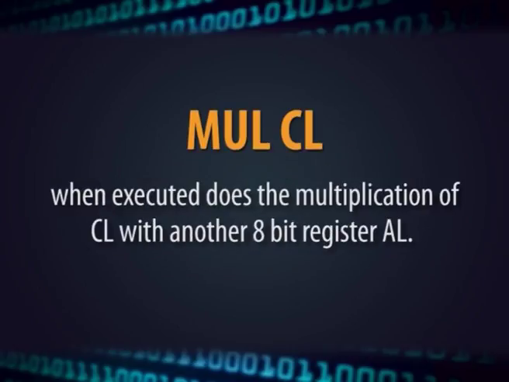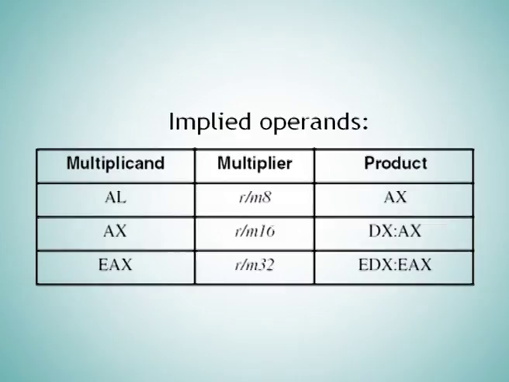For example, the instruction MUL CL, when executed, does the multiplication of CL with another 8-bit register, AL. In the multiplication, it is assumed that AL is going to be one of the operands taking part in the multiplication, and the other operand you specify with the instruction. AL is mandatory as one of the operands in 8-bit multiplication. The result so obtained is stored in the 16-bit register AX.